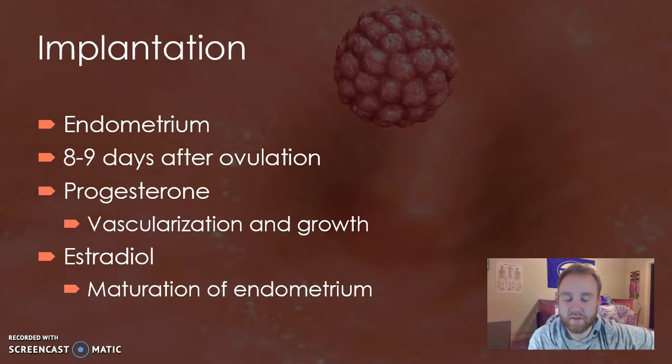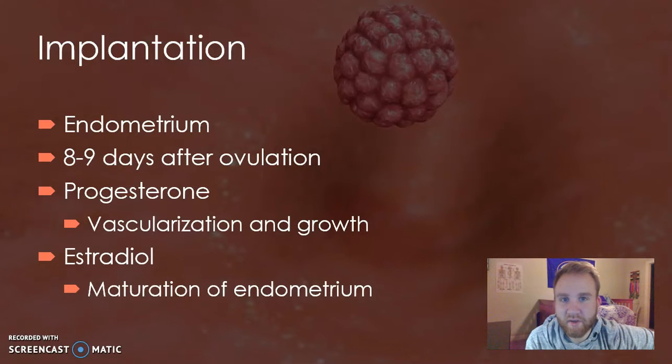So implantation is vital in the proper development of the embryo, as the connection between the uterine lining, the endometrium, and the embryo is how nutrients, oxygen, and other important substances such as hormones are transferred from the mother to the embryo. Also, it's how waste products are released from the embryo or future fetus to the mother to be excreted.